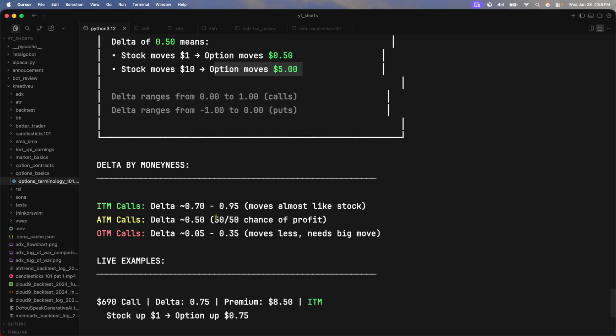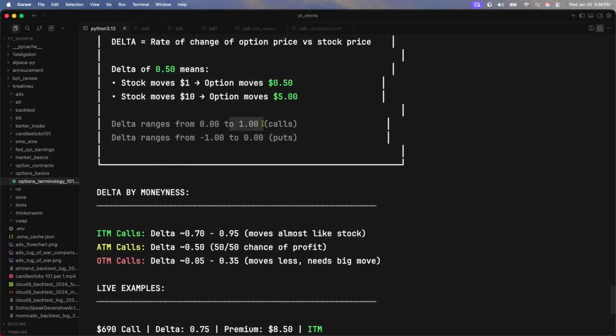So delta by moneyness, ITM is going to be approximately from 0.7 to 0.95, almost like the stock, right? The closer you get to 1, the closer you are to stock movement, or dollar for dollar movement. ATM is going to be approximately 0.5. So this is a 50-50 chance of profit. Remember, I told you probability of profit. And then OTM is going to be approximately starting at 0.5 and 0.35.